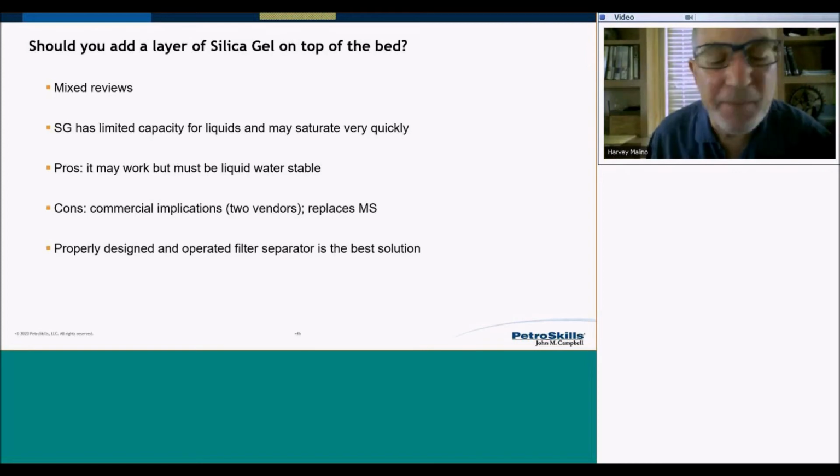I'm going to say it again. A properly designed and operated filter separator is the best solution. It is better than the Band-Aids that we often talk about.